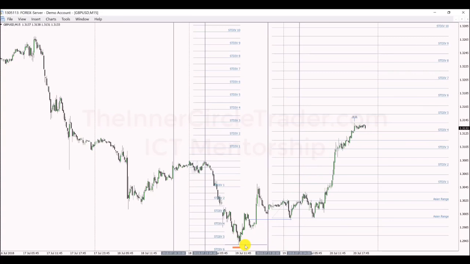Okay, right there. Perfect delivery. The low on this particular candle comes in at 29.59. Standard deviation projection.